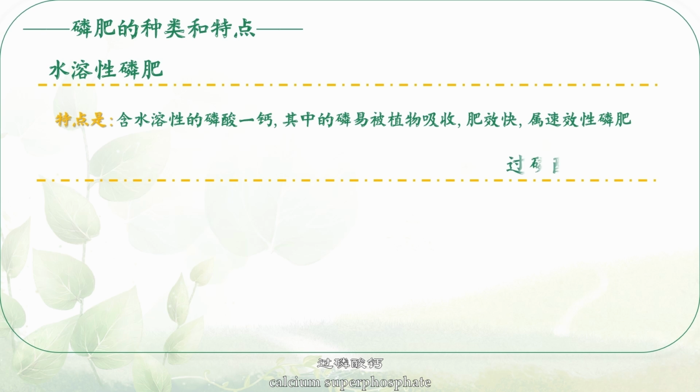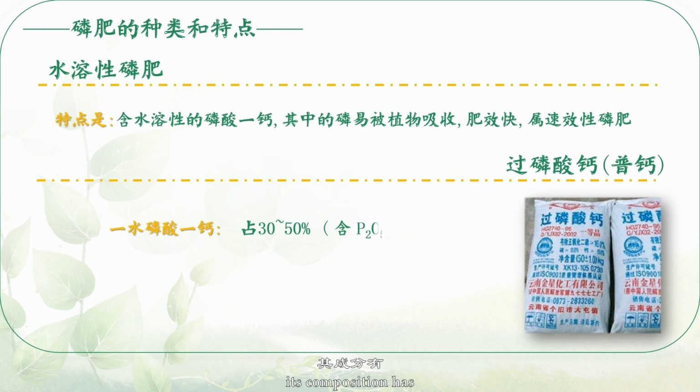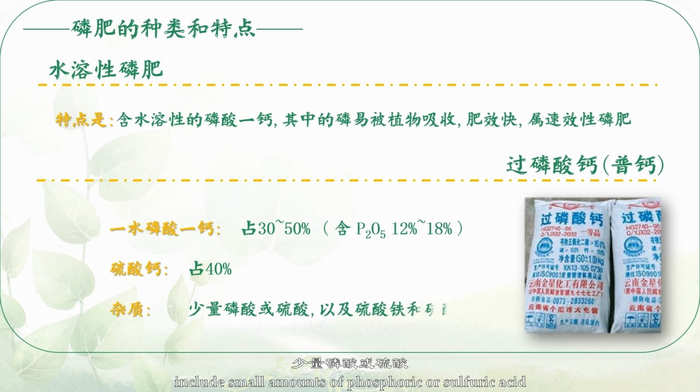Calcium superphosphate is also known as common calcium. Its composition has calcium dihydrogen phosphate monohydrate, accounting for 30% to 50%. Phosphorus pentoxide accounted for 12% to 18%. Calcium sulfate, 40%. Impurities include small amounts of phosphoric or sulfuric acid and iron and aluminum sulfate.